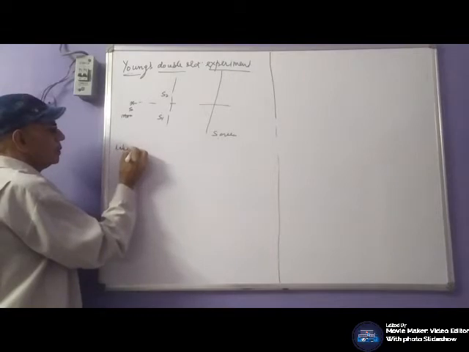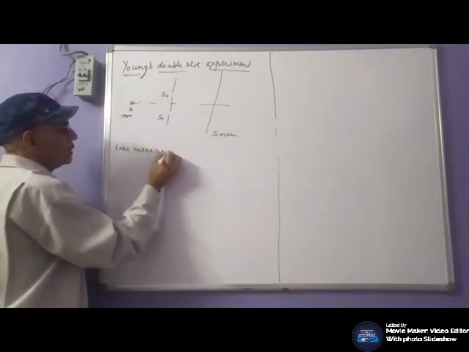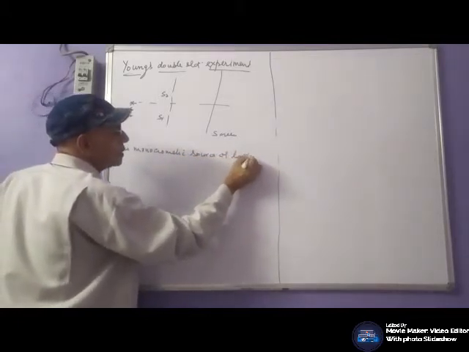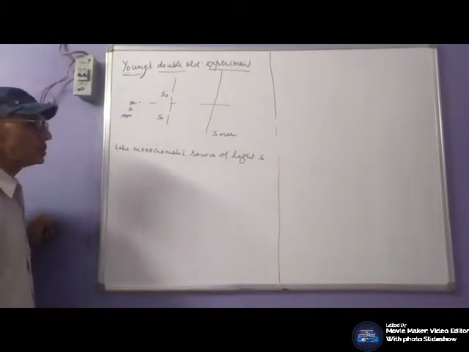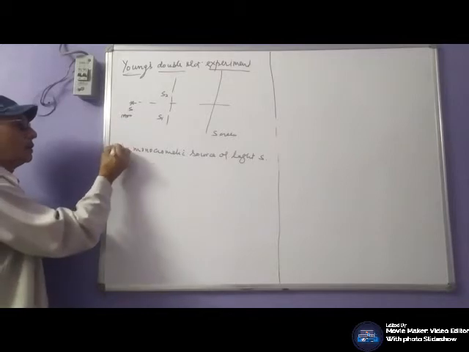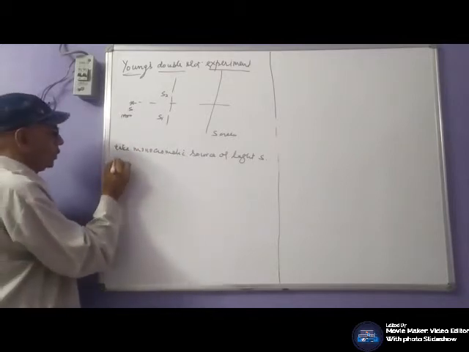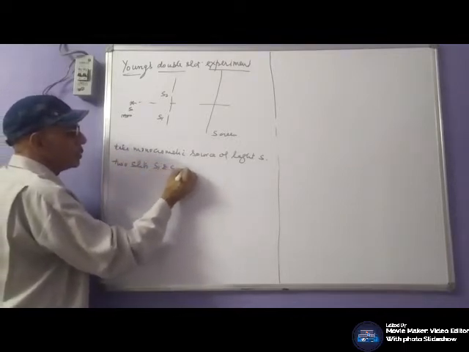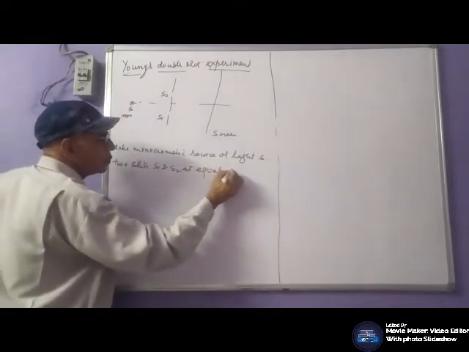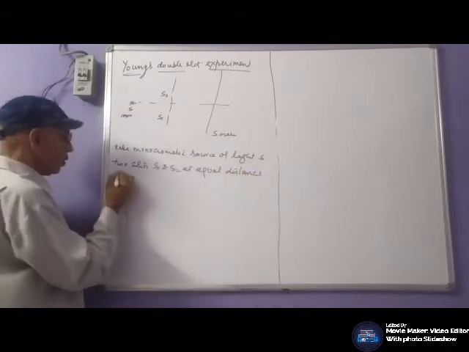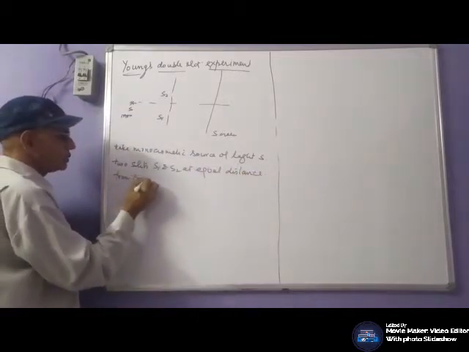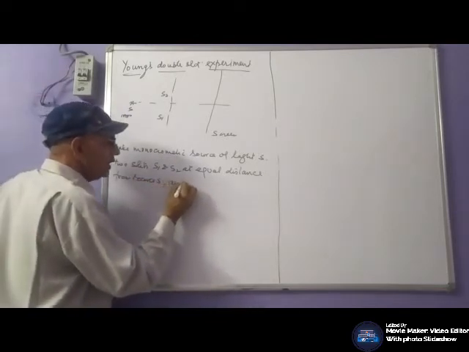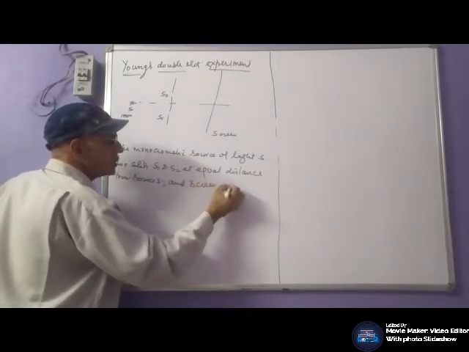Take a monochromatic source of light S. Monochromatic source, blue light, yellow light, a single wavelength of light. Two slits S1 and S2 at equal distance from the source. And a screen as shown.